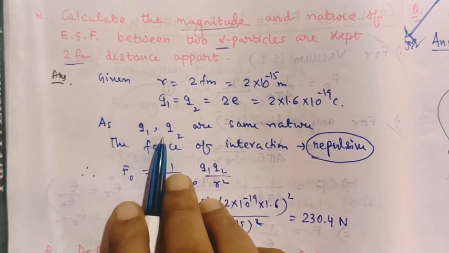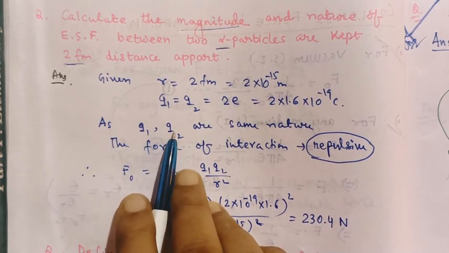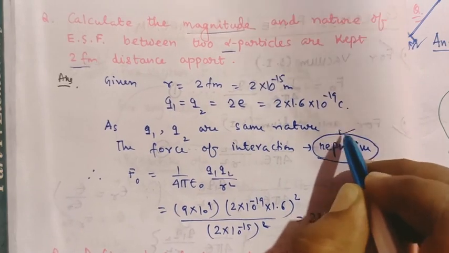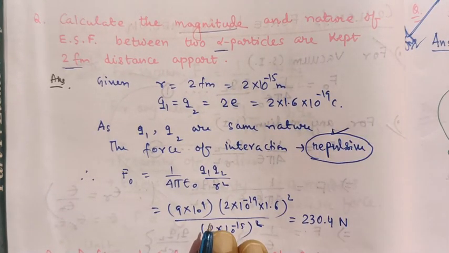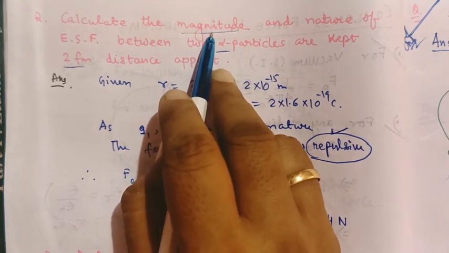First we will discuss the nature of force, attraction or repulsion. Here you see Q1 and Q2 both are alpha particles. That means both are positive charges. So the nature of the electrostatic force of interaction is repulsive. So we have answered one part: the nature of the interaction force is repulsive. Now only another part is there. We have to calculate the magnitude of the force.